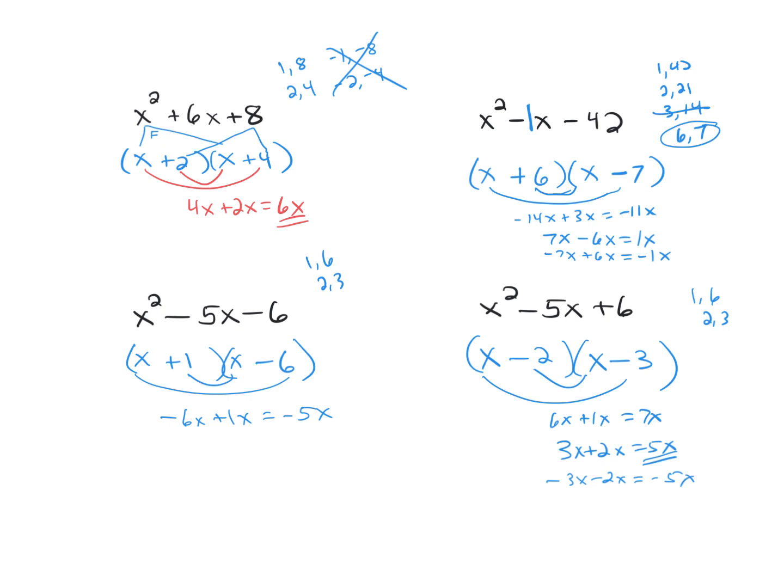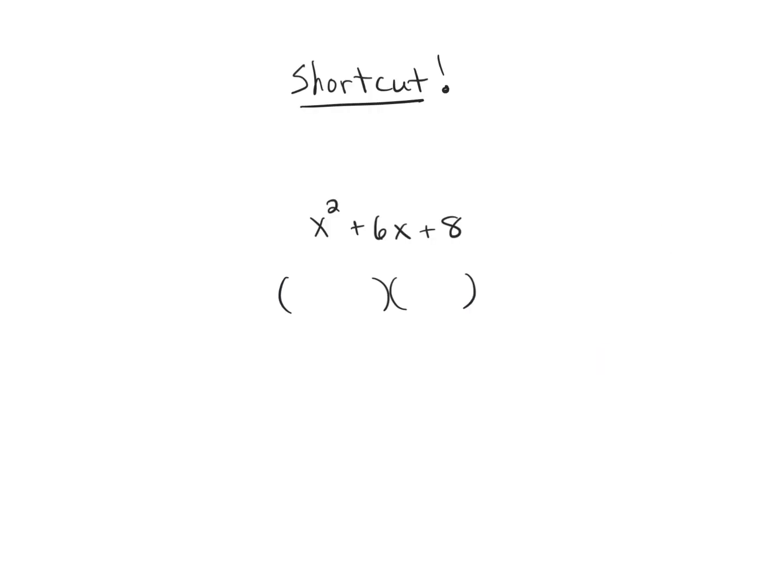Okay, are you ready for a shortcut? Because here it comes. There's an amazing shortcut that you can use to factor trinomials like this as long as there is no coefficient in front of the x squared. So this is the way it works. You're still going to start with your x and your x. And now we know from before, we need to look at numbers that multiply to give me 8.